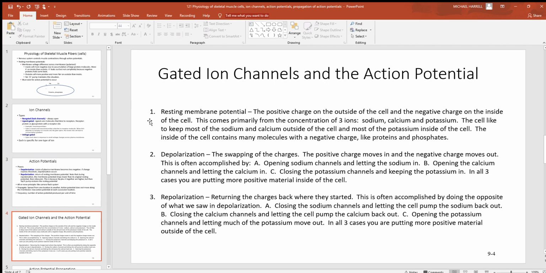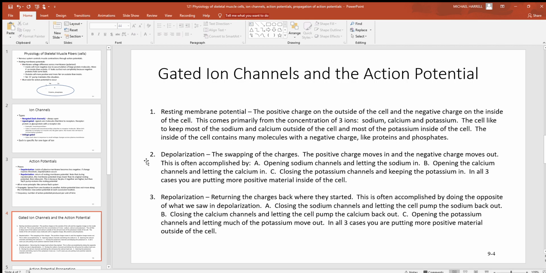Again, you like to start off at the resting membrane potential. That's where the positive charge is on the outside and the negative charge is on the inside of the cell. Remember, this comes primarily from the concentration of three ions: sodium, calcium, and potassium. The cell likes to keep most of the sodium and calcium on the outside and the potassium on the inside. The inside of the cell contains many molecules, which makes it negative on the inside. Most proteins are negative, and phosphates are too.